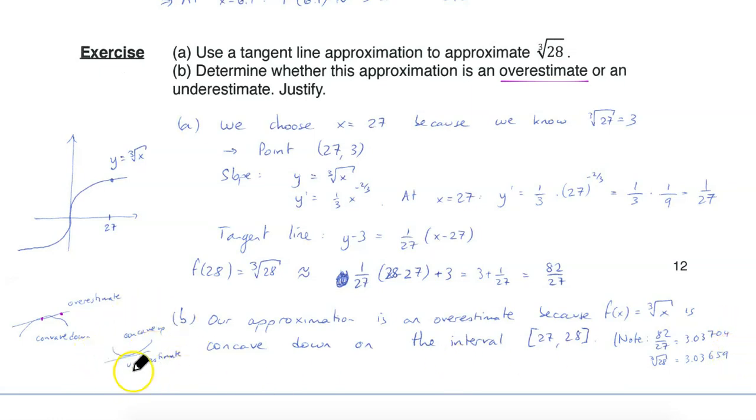And likewise, if the function we had was concave up, then it would be the opposite. Our tangent line would be below, so our output value using the tangent line would be an underestimate. It would be less than the real value on the curve. So the way to answer this question on an AP Calculus AB exam is: our approximation is an overestimate because f of x equals cube root of x is concave down on the whole interval between 27 and 28.